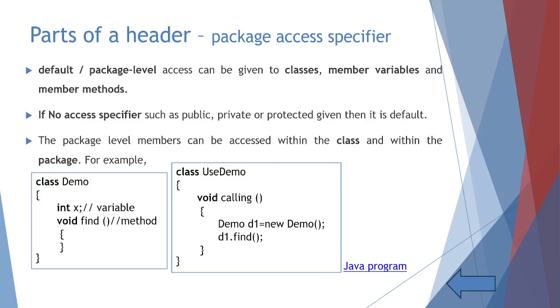So in class use demo and void calling method, we have created an object of demo class. Demo d1 is equal to new demo, d1 dot find. We are calling a method of demo class in use demo. Let's see both private and package access specifiers in a Java environment.